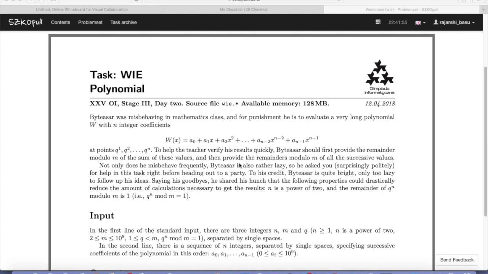That is, effectively it has exactly n terms, and you have to evaluate the polynomial at all the points q^1, q^2, till q^n. So basically you are given an n-degree polynomial and you have to calculate it at every ith power of q, where i varies from 1 to n. There are two special conditions that are also given here. First, n is a power of 2, and second, the remainder of q^n modulo m is 1.